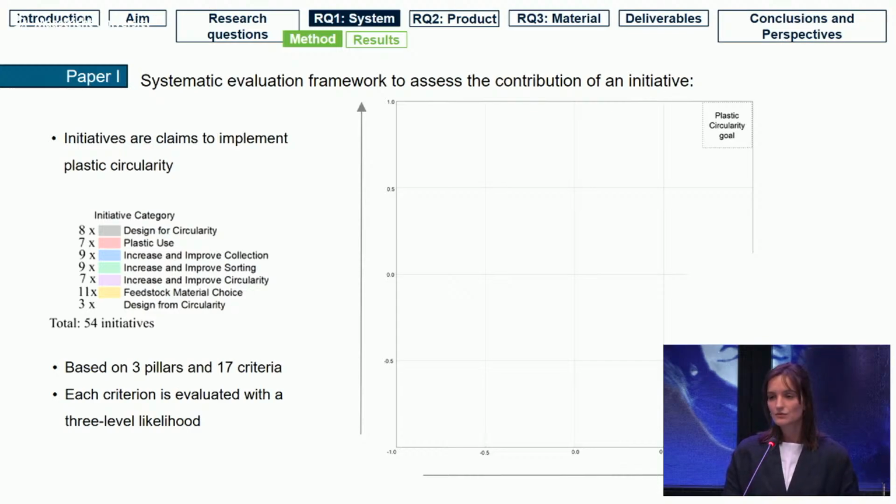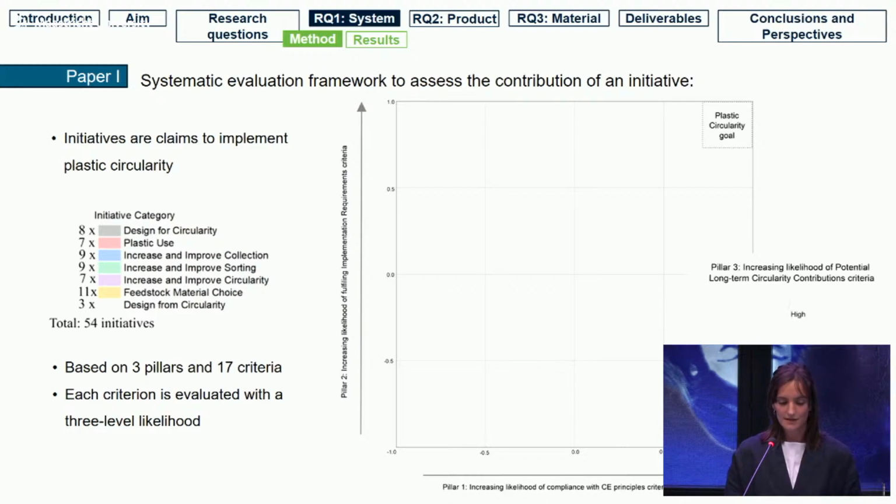The objective is to draw a bubble graph where the likelihood of complying with the circular economy principles will be represented on the x-axis. The likelihood of being implemented will be represented on the y-axis. And finally, the third pillar will be represented by the size of the bubble. So if an initiative scores positively on all the criteria, it should be in the top corner of the graph, and it should have the biggest bubble size.